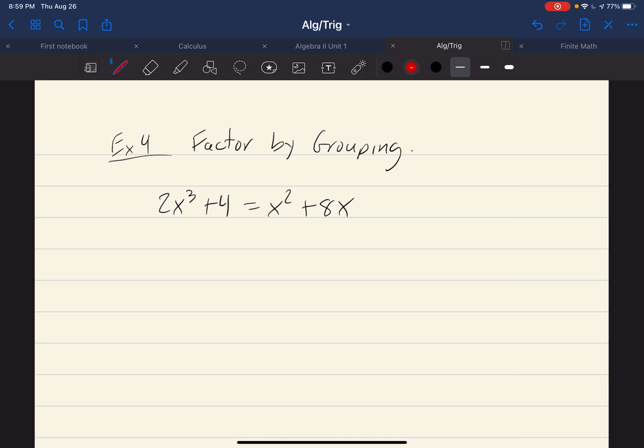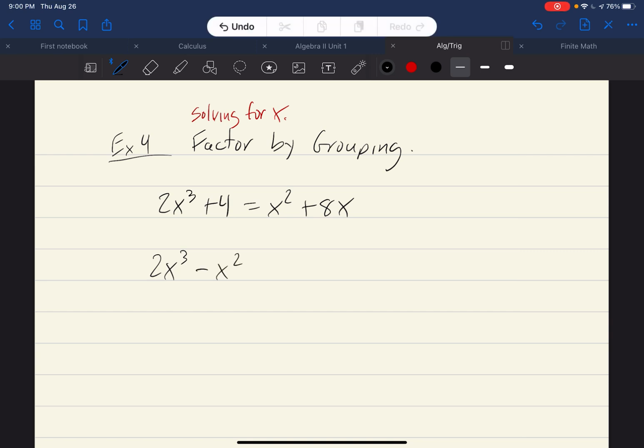All right, last example is factoring by grouping, and we did some practice with this, just the factoring part, but we never solved. So we're solving for x, and the method that we're using is factoring by grouping. So we're going to get everything to the same side of the equation. So I have 2x cubed, not squared. So let me get rid of that, change that to cubed. We're going to subtract over the x squared, subtract over the 8x, and we're going to keep the 4 there.